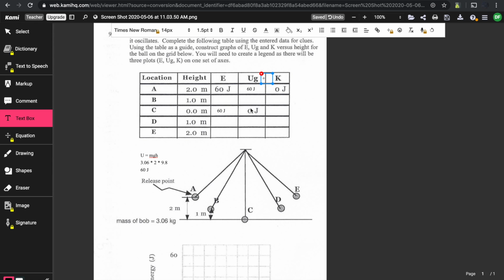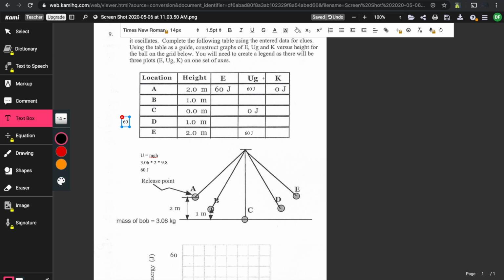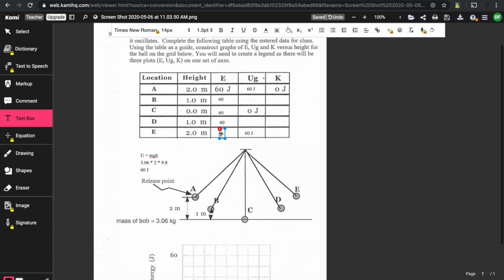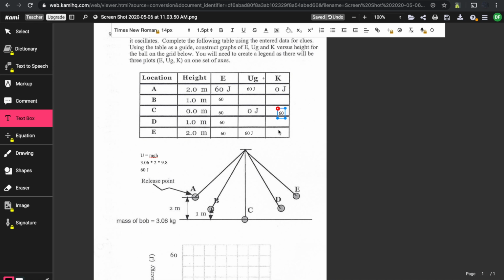If this is 0, what plus 60 equals 60? Well, it's going to be 60. Guess what it is down here at the very bottom? It's the opposite. It matches. So A and E are going to be the same. Let me fill this in, because now this is getting confusing. 60 and 60, which means this one has to be 60 and this one has to be 0, because U plus K has to equal 60.